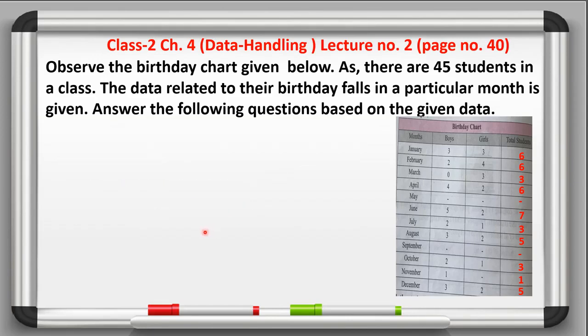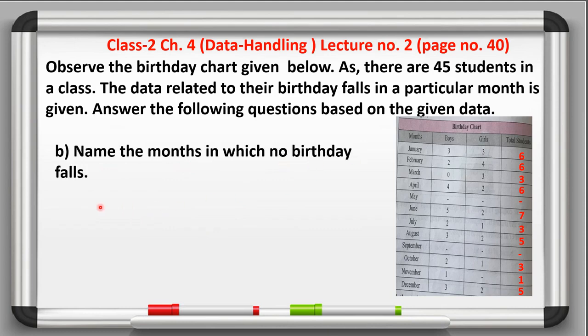Now B part, it is given: name the months in which no birthday falls. Now beta we have to write the names of those months in which no birthday falls.